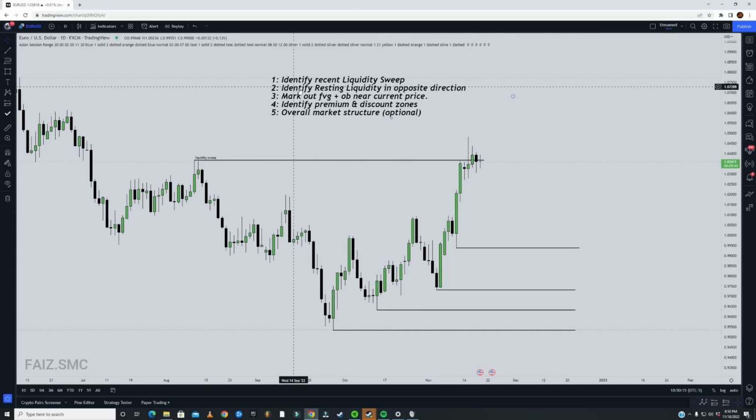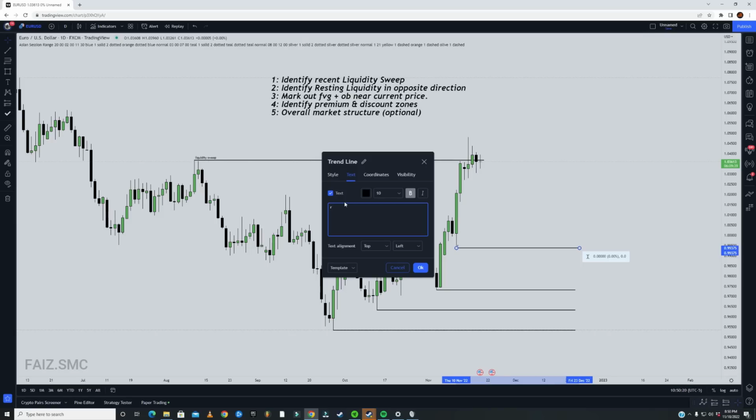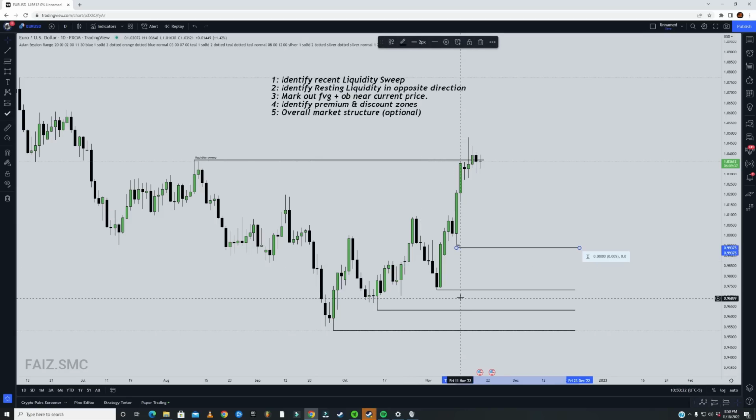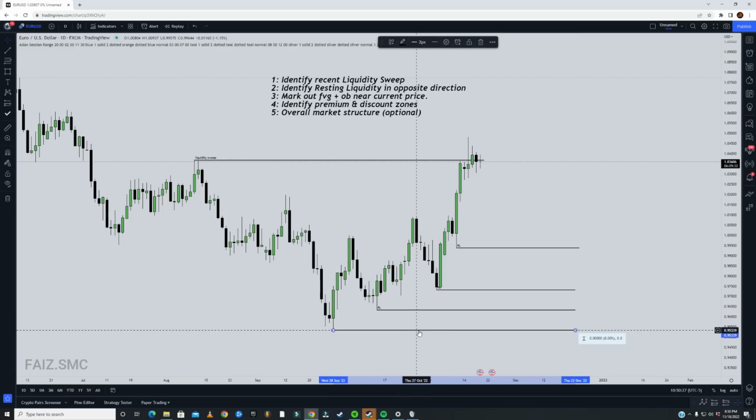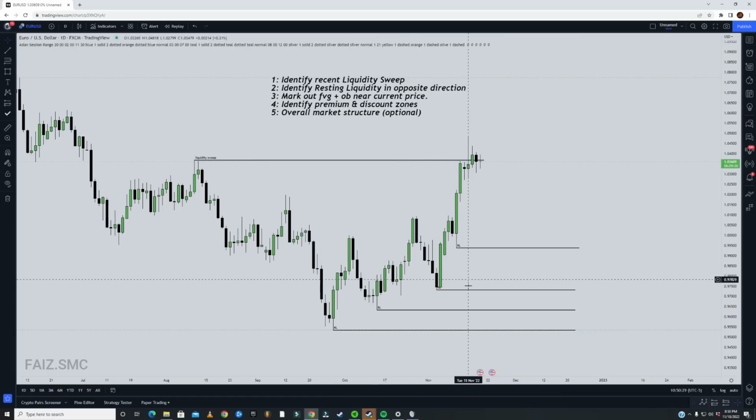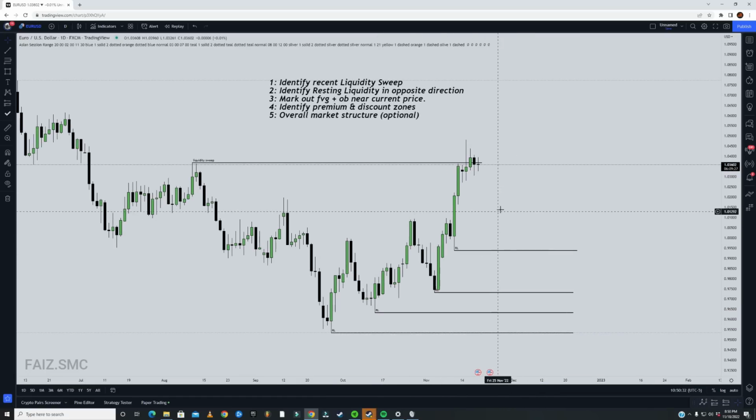So now that we have marked out our resting liquidity, I'm going to mark them out really quick. RL for resting liquidity, right? RL, RL, RL. So these are our resting liquidity levels, and right now at the moment we can anticipate that price, now that it has taken the buy side liquidity, which is here, can go down and take out sell side liquidity.